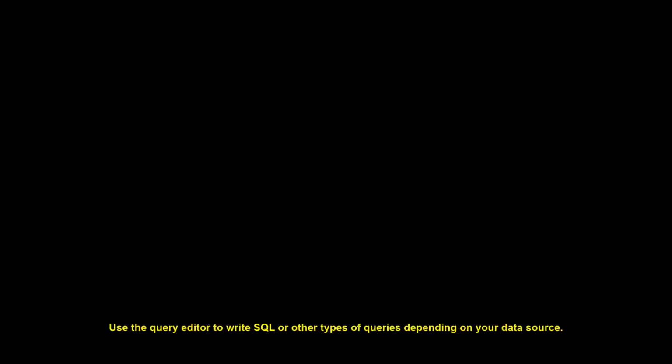Use the query editor to write SQL or other types of queries depending on your data source. After writing your query, test it to ensure it's returning the expected results. Save your query once you're satisfied. To schedule the query, go to the query settings and select Schedule. Set your desired frequency and time to run the query automatically.